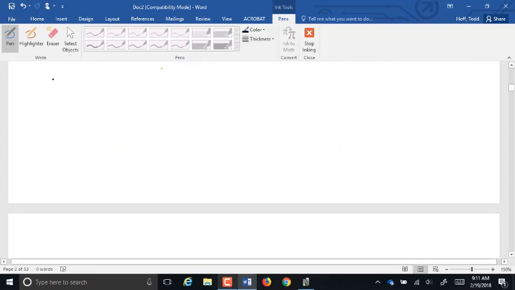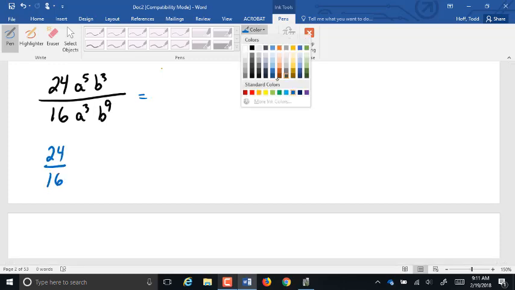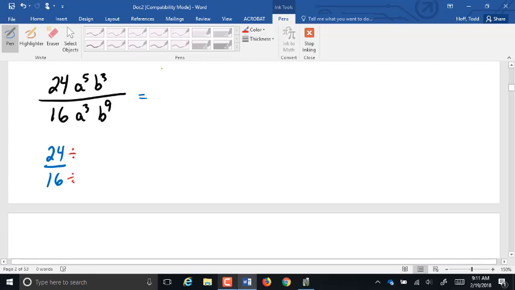So we might have 24 a to the 5th, b to the 3rd, over 16 a to the 3rd, b to the 9th. So looking at these, I'm going to start out with the numbers, the 24 over 16. What can both of those be divided by? 4 will work. 8 would work too, yes.